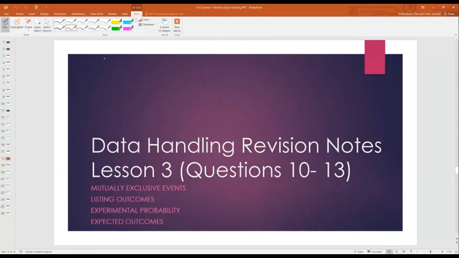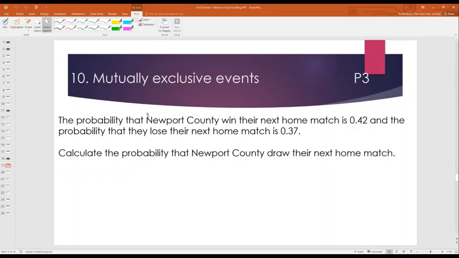Okay, moving on then, so just for the last sections, this is what I gave you in the third lesson of revision to do now, okay, so just work our way through these answers as well. So mutually exclusive events, first of all. So question, section 10, probability Newport County win their next home match is 0.42, and the probability they lose their next home match is 0.37. Calculate the probability that Newport County draw their next home match.